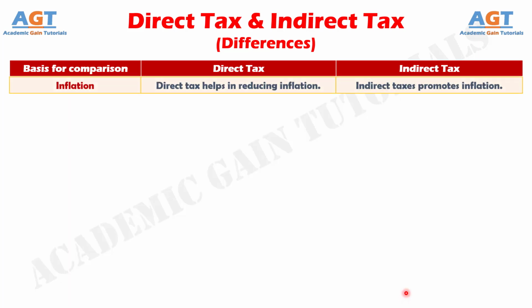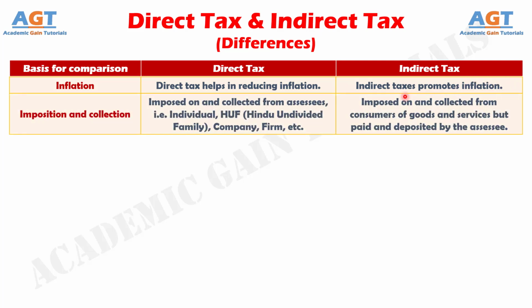Number 8. While direct taxes help in controlling inflation by absorbing excess liquidity from the market, indirect taxes give rise to inflation or deflation. Number 9. Direct taxes are imposed on and collected from assessees, which includes individuals, companies, etc., whereas indirect taxes are imposed on and collected from consumers of goods and services but paid and deposited by the assessee to the government.